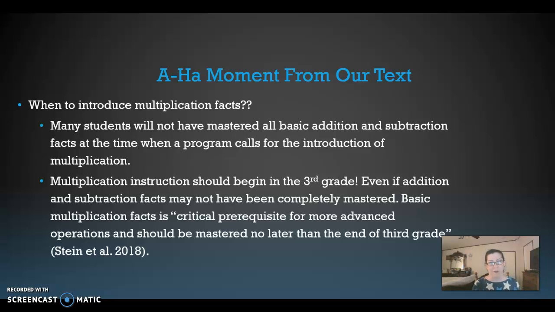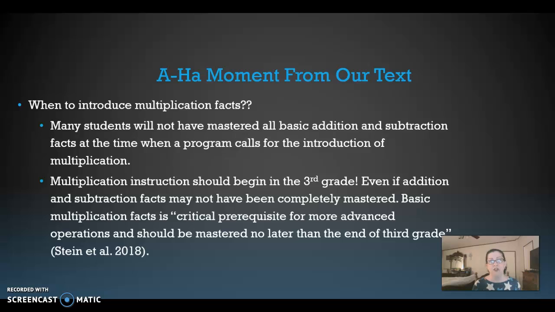Okay, so my aha moment from our text. As you know, I often draw personal connections to what we are learning because I've had experience in some of these areas, and I just really had an out loud, like, really moment when I read this part of our text. It was to do with how or when to introduce multiplication facts. Like, when does that happen? Many students will not have mastered all basic addition and subtraction facts at the time when a program calls for the introduction of multiplication. This is very true, it happened in our family.